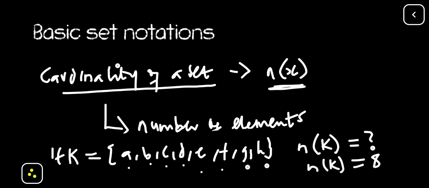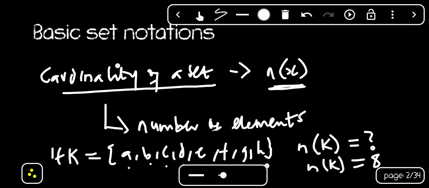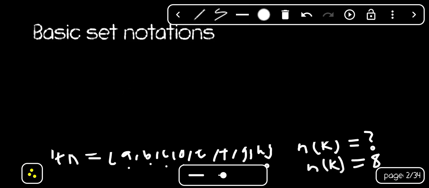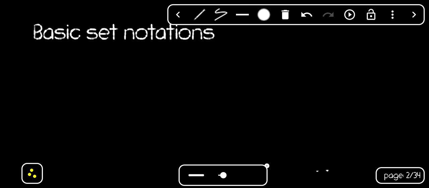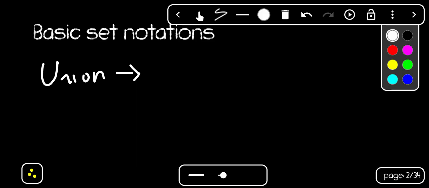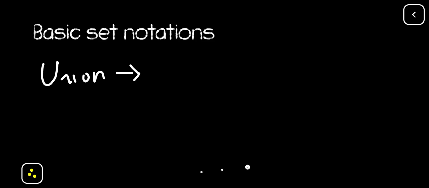Okay. Now another very, very important one is known as union. Let's talk about union now. So union is a very important set notation. Mostly you see it as this u.